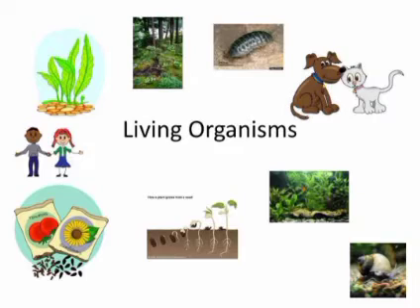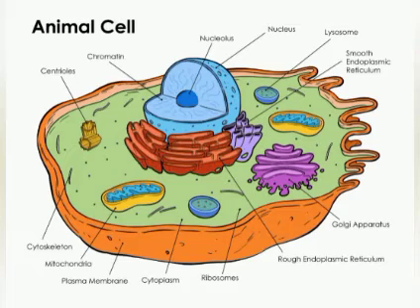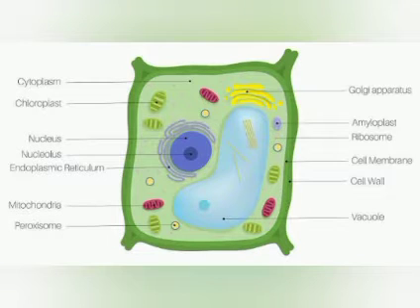There are a lot of living things on this earth: birds, animals, plants, humans, reptiles, and so on. All organisms' bodies are made up of cells, isn't it? We already studied the structure of the animal cell, the structure of the plant cell, and the differences between plant cell and animal cell.